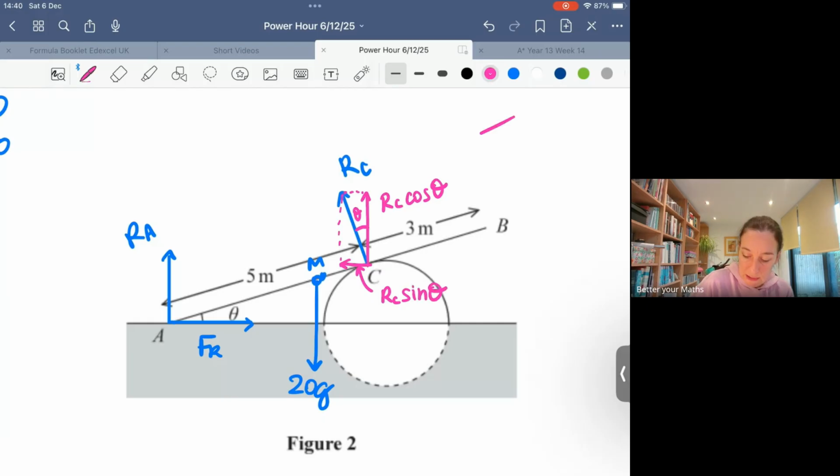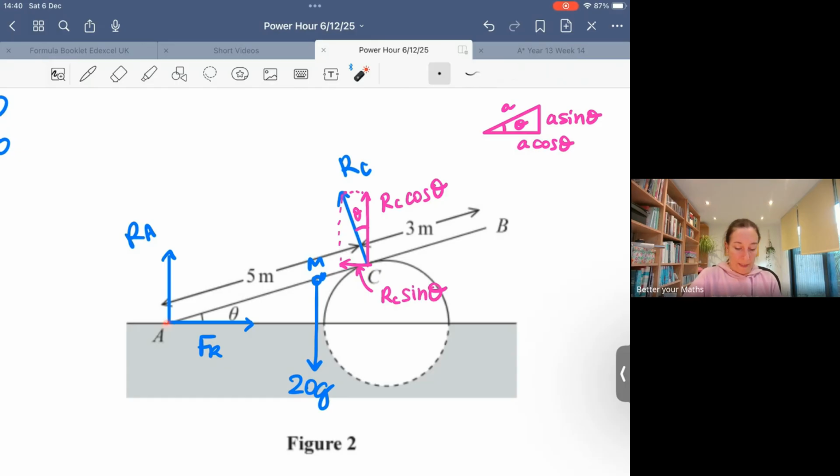Yeah, I'm just using trigonometry. If this is theta and this is the hypotenuse, this is A sine theta, this is A cos theta. Now, if I use sum of forces vertical, these 2 together are going to be equal to this one, but that doesn't help me too much at this stage. And the friction to the right is going to be equal to this one to the left. So again, it's not going to help me too much.